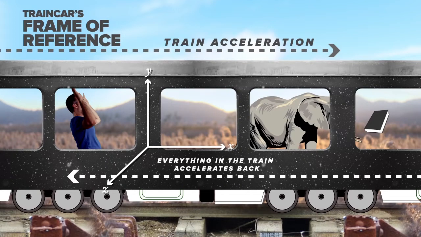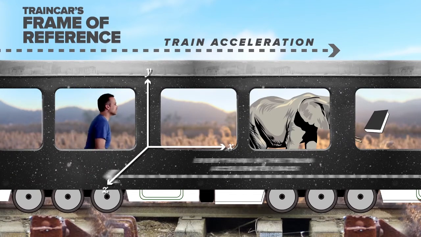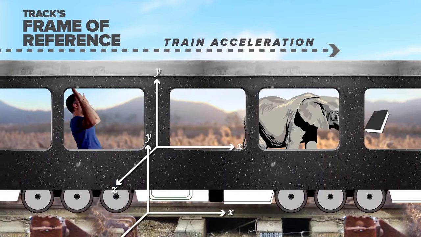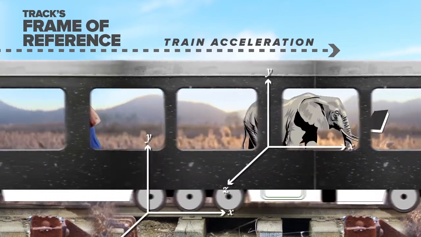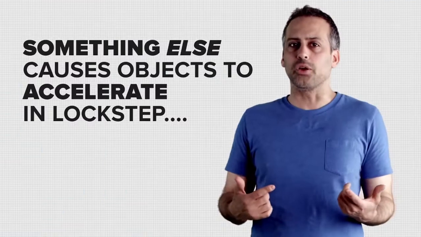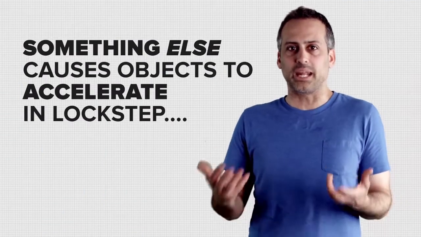Remember, from the preferred point of view of the inertial frame that's attached to the tracks, you, the book, and the elephant are all stationary, and it's only the train car that actually accelerates forward to intercept you. So of course you move in lockstep as viewed in the train car's frame. But hold on a second, there's something else familiar that makes people, books, and elephants accelerate in lockstep.